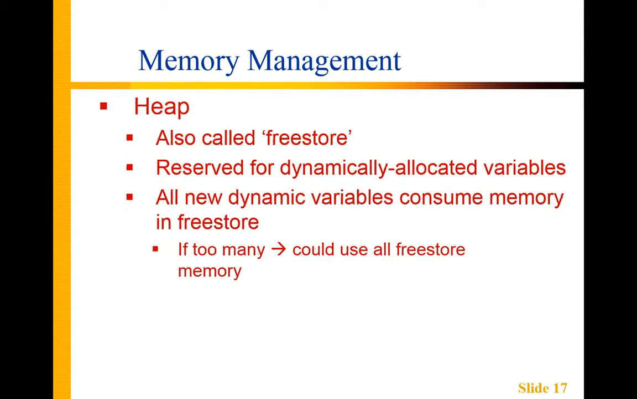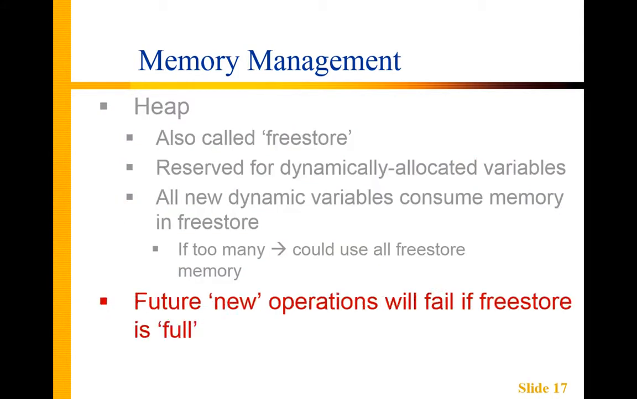So we've covered the heap, which is free storage. It's reserved for dynamically allocating variables. The operating system takes care of cleaning out these memory areas. Future new operations will fail if the free store is full. So once again, if it fails, you're unable to create a new memory location if you run out of memory. That's why it's always a good idea to delete, and you can delete memory locations.